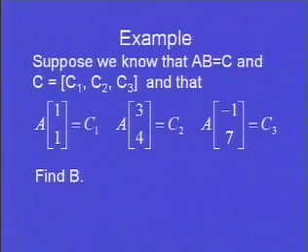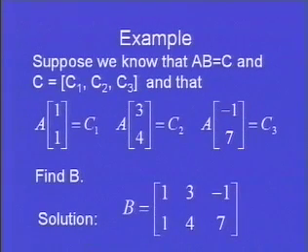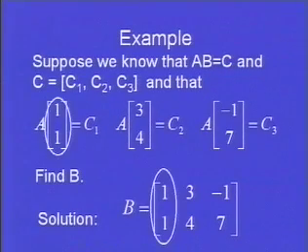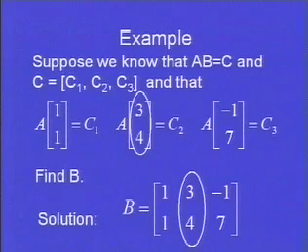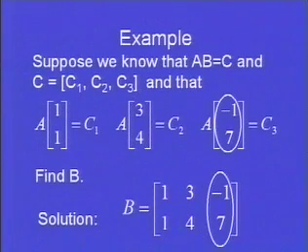Okay, well, we know that A times B is equal to C. We know C is made up of C1, C2, and C3. So B is just going to be (1, 1) in the first column, (3, 4) in the second column, and (negative 1, 7) in the third column. That's because A times the first column of B has to be the first column of C. A times the second column of B has to be the second column of C, and A times the third column of B has to be the third column of C.